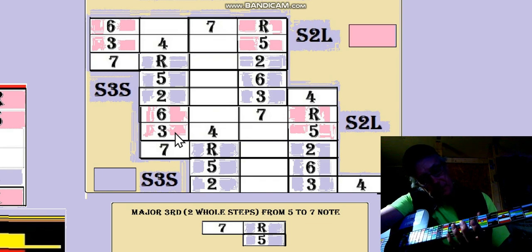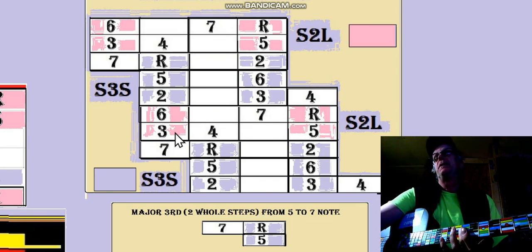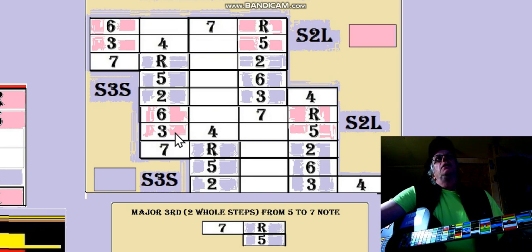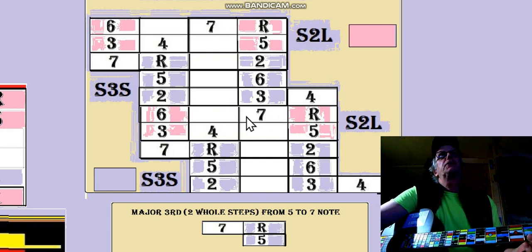So let's put my finger down here. Here's an A. That would be the key of F, because A is the third of F. F, G, A. So the key of C goes 3, 4, 5. The next string up, according to this chart, goes 6, 7, R.